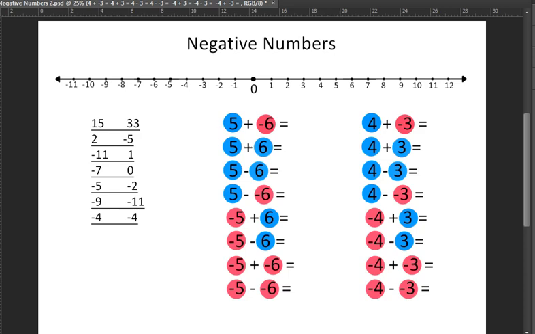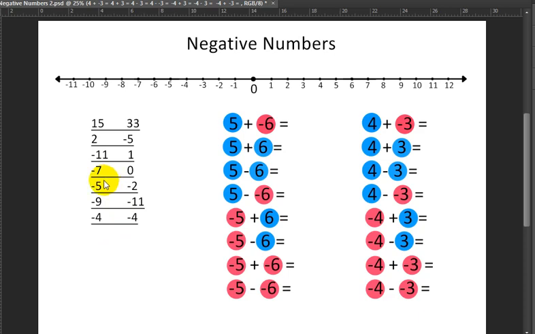Hello everyone, in today's video we will continue talking about negative numbers. We will start off by doing some comparisons here, and everything is going to be based on the rules that we learned yesterday. So let's get started with our comparisons.